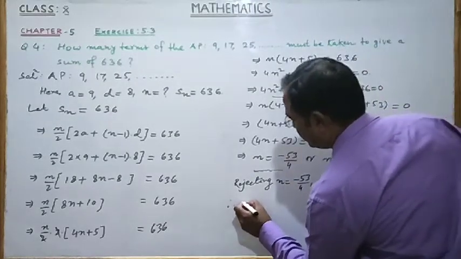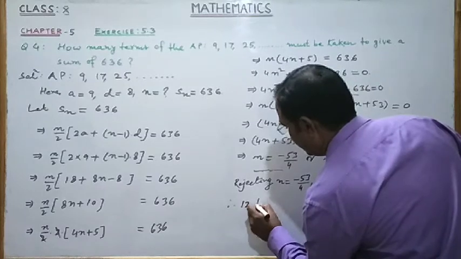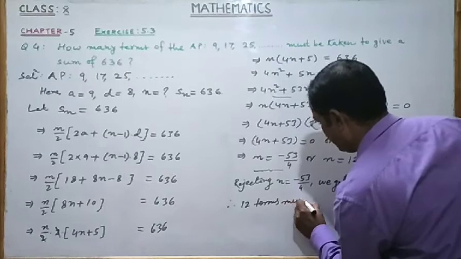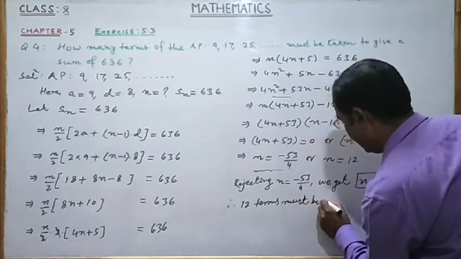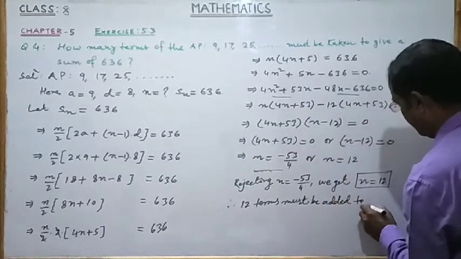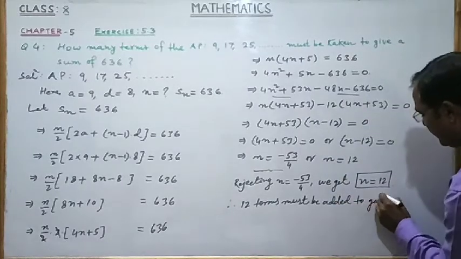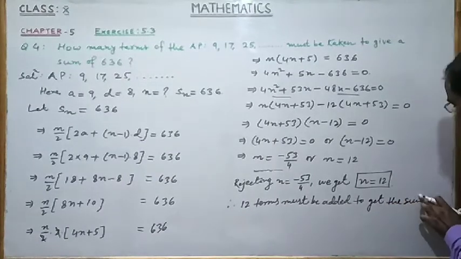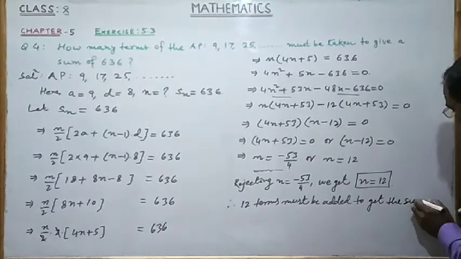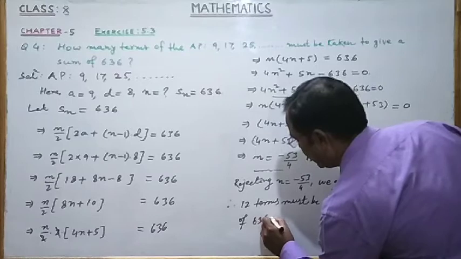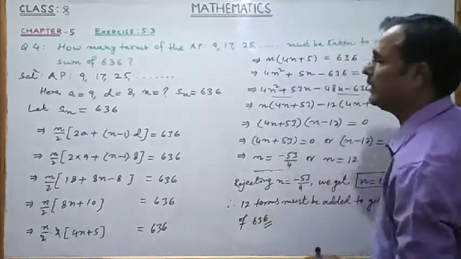Therefore, 12 terms must be added to get the sum of 636, and this completes the solution.